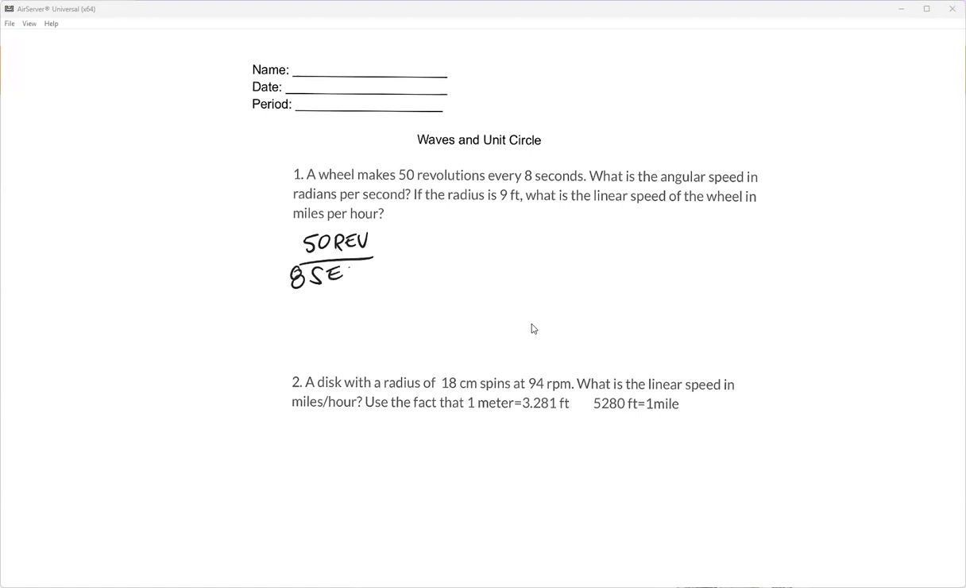So you multiply that by 2 pi radians over 1 revolution. Cancel, cancel, and you will get 314.15 over 8, which then ends up being 39.27 radians per second.